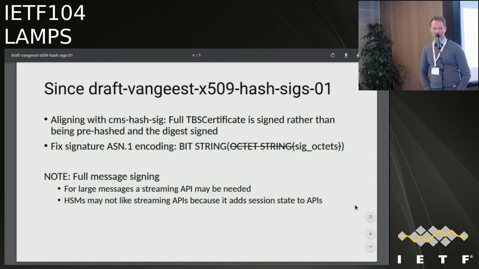And I just wanted to make a note about full message signing. We got this from an HSM partner, basically saying that for large messages, if you're going to sign the full message, a streaming API may be needed because the HSM can't store the entire message in memory. And they may not like streaming APIs because it adds session state to their APIs. This might not be so much of a problem for X.509 and CMS if the messages are generally small. Maybe more so in X.509 if you're starting to add large quantum safe public keys, but even then, I don't think those keys will be so large that an HSM can't store them in memory.